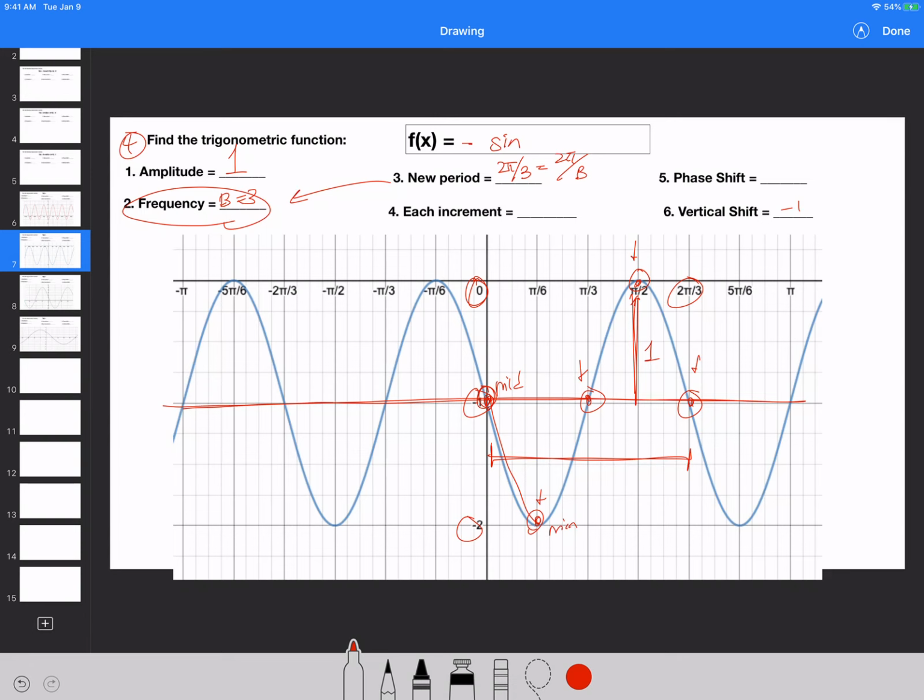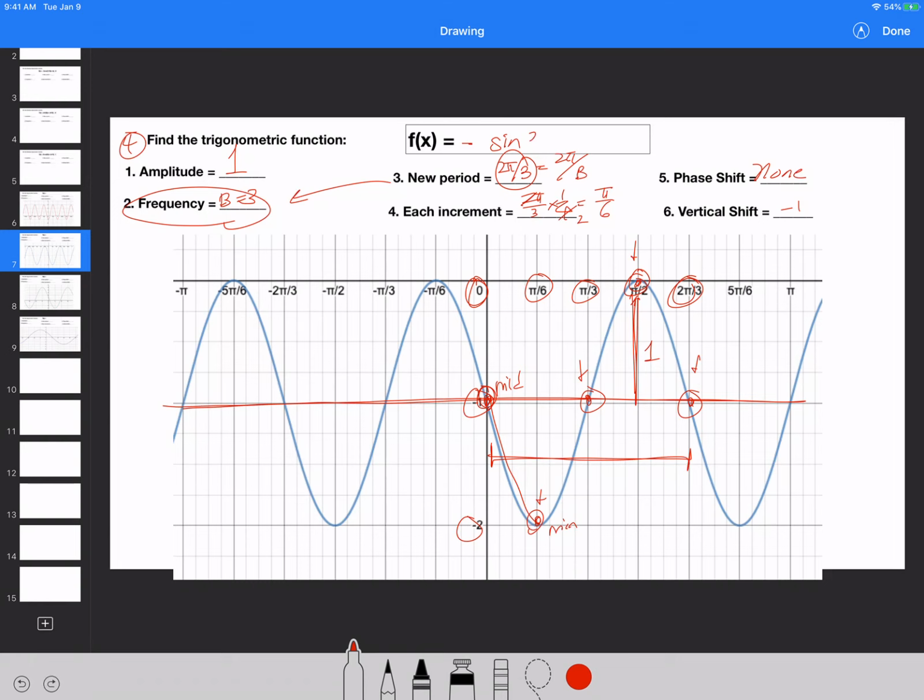That's pretty self-explanatory. Each increment will be this divided by 4, which would be 2 pi divided by 3 times 1 over 4. Reduce this by 2, and you get pi over 6. And as you can see, each increment is pi over 6. The phase shift, I'm going to put none. Okay, so in some cases, if you don't see any phase shift, you don't really have to put anything down. Now let's put up all of these things combined. Amplitude is 1, so I don't really need to write anything there.